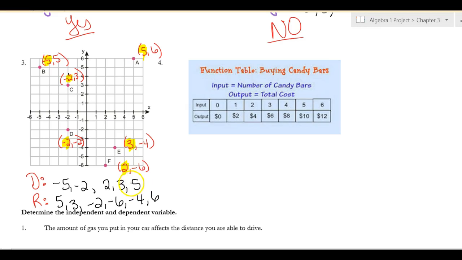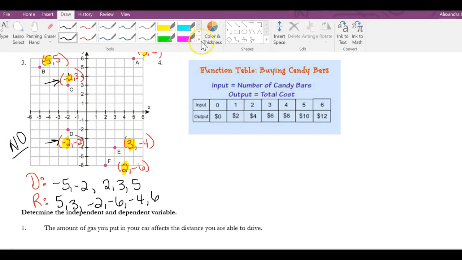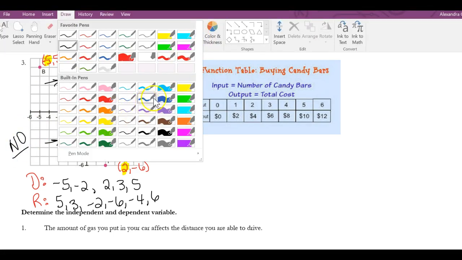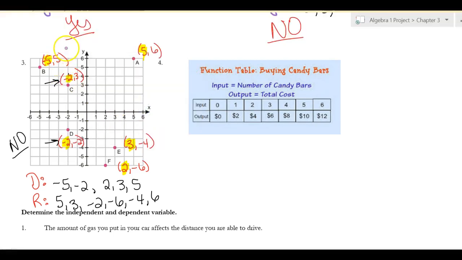Okay, so now we need to figure out if it's a function. So I do have the same x's right here, and they go to different numbers, so that means it's not a function. You also could have dropped some bombs. So there's that purple again. Like if I drop a bomb right here, it's going to blow up at C, and it's going to blow up at D. And so since it blew up twice, that's also why it's a no.